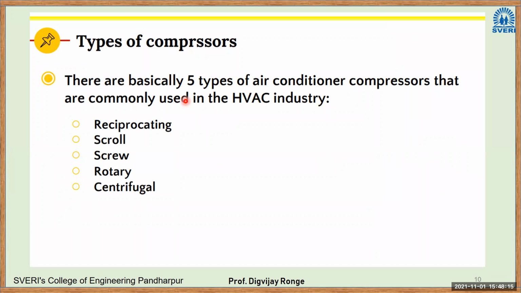Then there are basically 5 types of air conditioner compressors that are commonly used in the HVAC industry. Reciprocating is very common. Scroll, screw, rotary, and centrifugal. If the capacity of the plant is very high, only in that case are they considering centrifugal compressors. Otherwise, mostly they are using the other kinds of compressors.